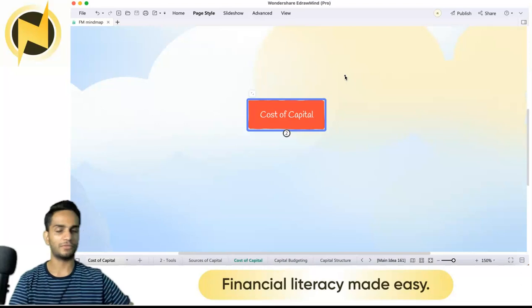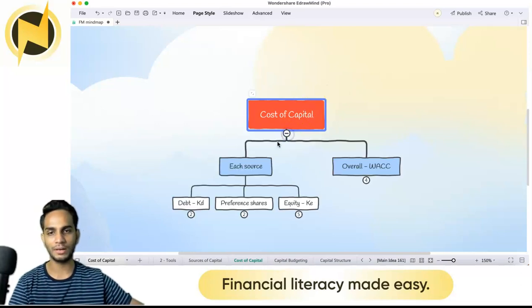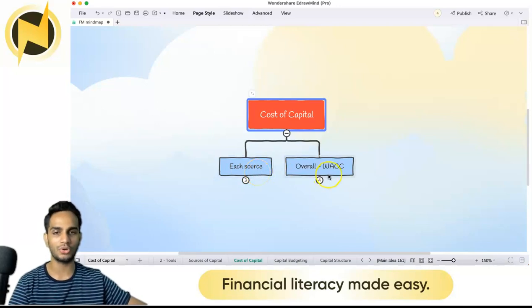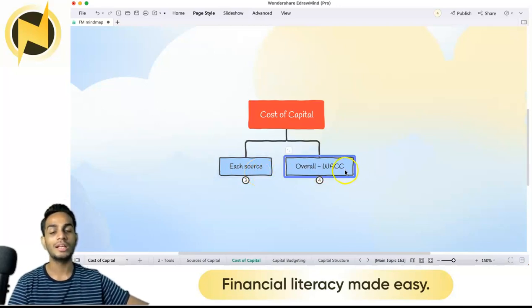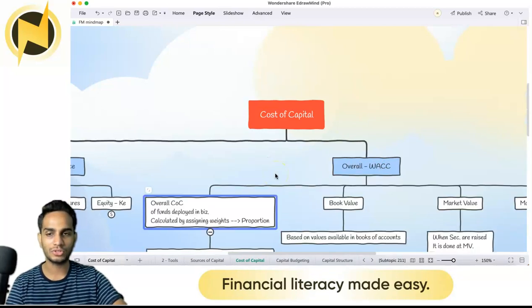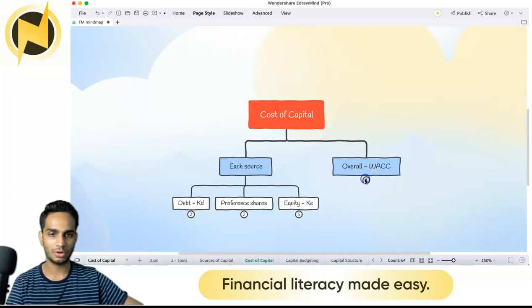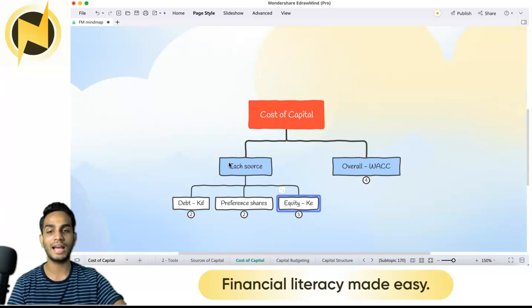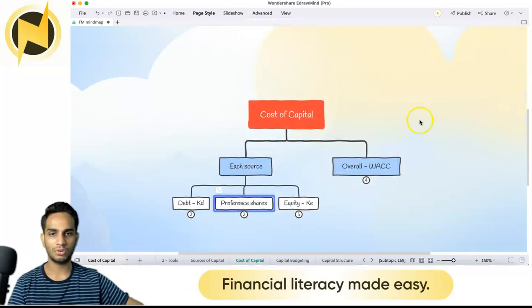Okay, so this is where we left off. Cost of capital. So as I said, we'll be finding it for each source, I mean each security, and for the company as a whole. That's overall. WACC stands for weighted average cost of capital. So for each source we have three to learn. Sorry, I took the wrong chart. For each source we have three to learn: for debt, for preference shares, and for equity. So preference shares, I haven't given what to call it. Oh, sorry.